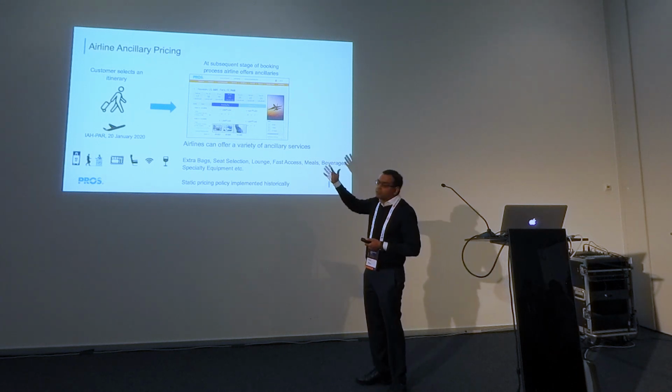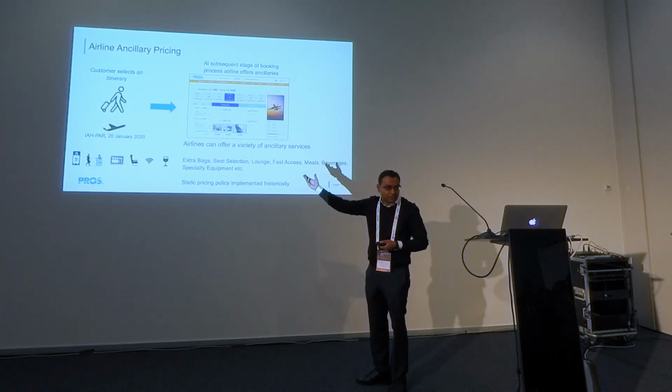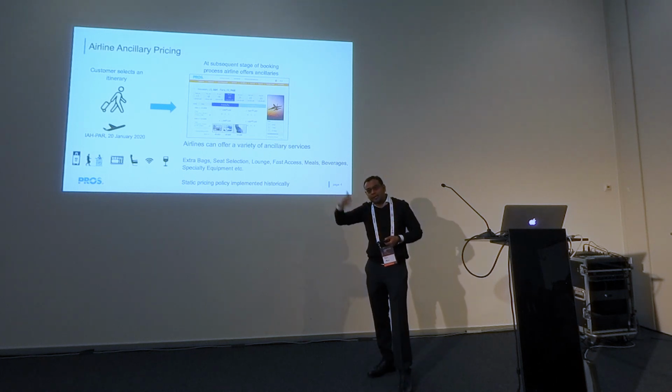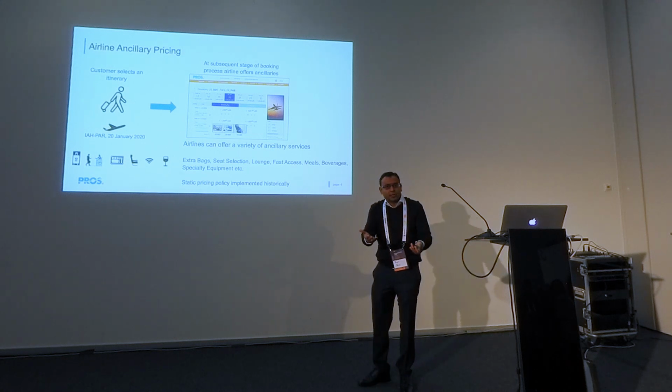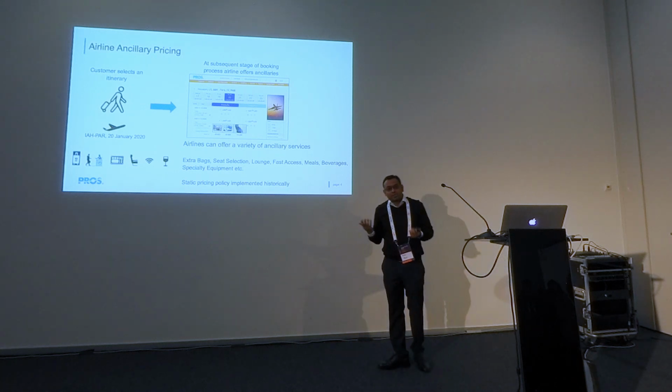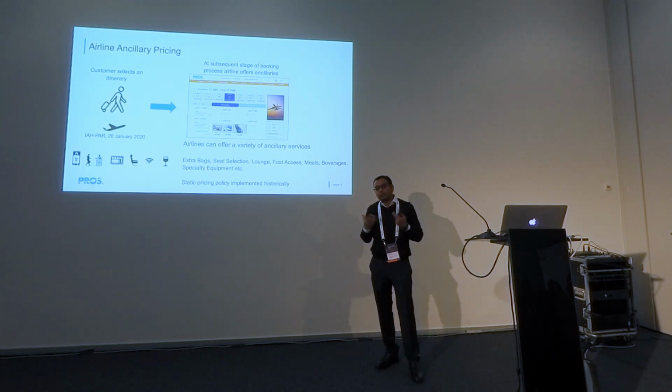So how does this process work out? In a booking process, a customer selects an itinerary. They enter the information about the itinerary, personal information, and so on. And at a later stage, maybe the third or fourth page, the airline pitches certain ancillaries to them at certain prices. Then the customer either buys an ancillary or doesn't.